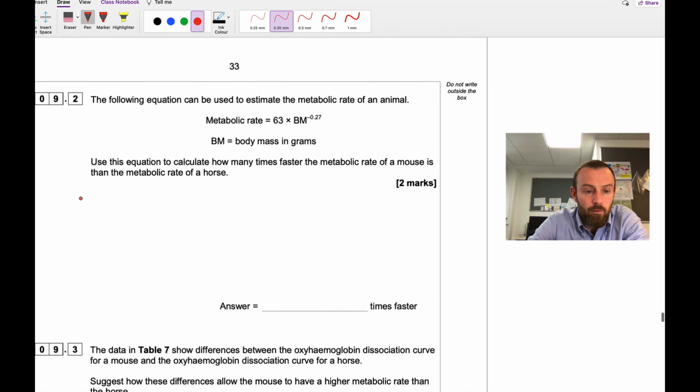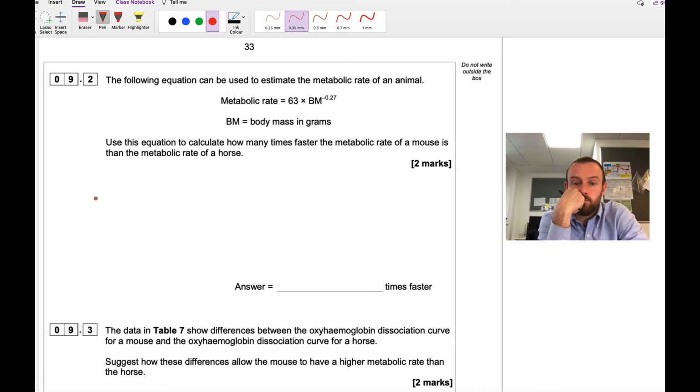All right, moving on. 9.2. Wow, more maths in this paper. The following equation can be used to estimate the metabolic rate of an animal: 63 times the body mass in grams to the minus 0.27 power. Okay, so we need to do this for a mouse and a horse.